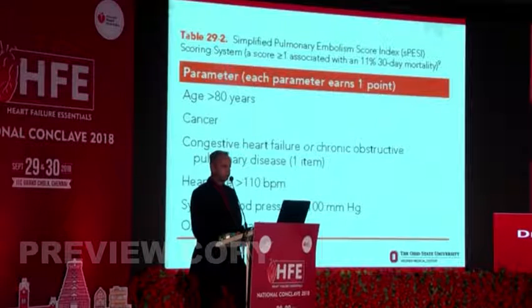So how do you risk stratify? Age over 80 years old, history of cancer, COPD or congestive heart failure, tachycardia, heart rate more than 110 beats per minute, a systolic blood pressure less than 100, and an oxygen saturation less than 90%. Each one of those is 1 point, and so we use the PSI score, and a score greater than 1 is, as I said, associated with high mortality.